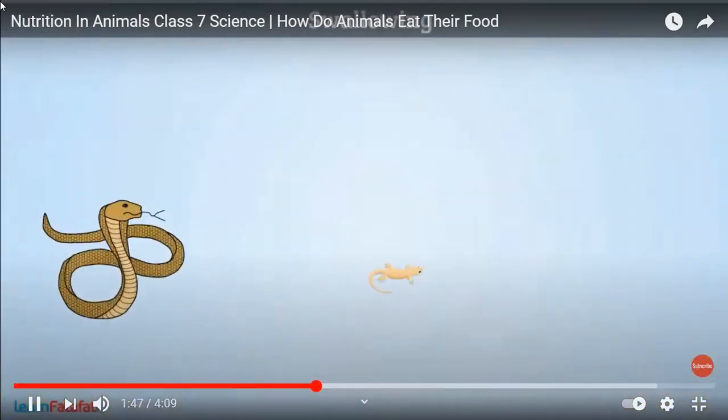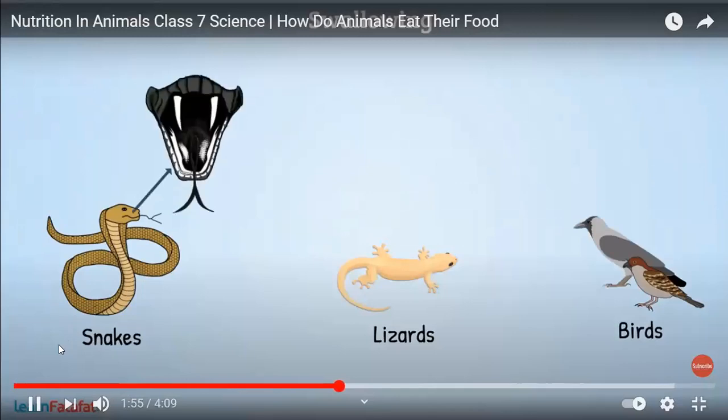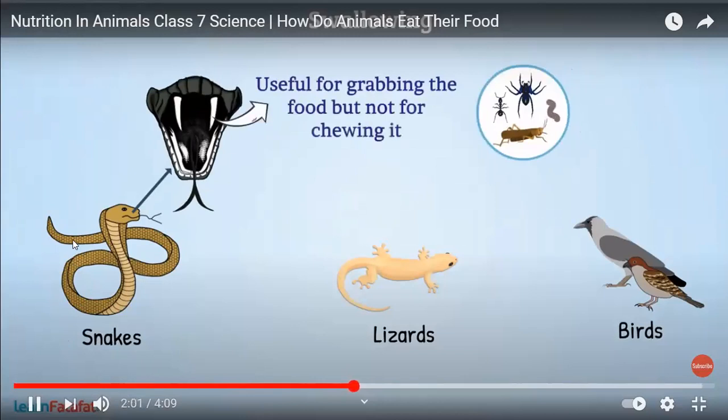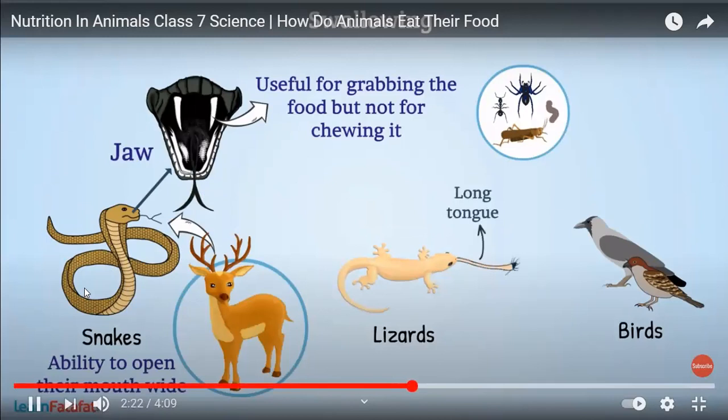Swallowing. Some animals such as snakes, lizards, and birds swallow their food. Some animals have teeth, however, they are only useful for grabbing the food but not for chewing it. Snakes can swallow food which is even bigger than their mouth. They do so because they have the ability to open their mouth wide so as to grab food with separated jaws. Animals such as lizards use their long tongue to catch and swallow small insects.